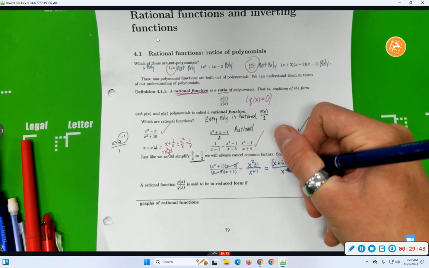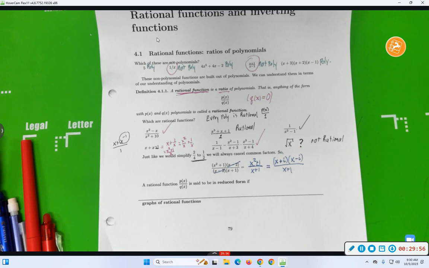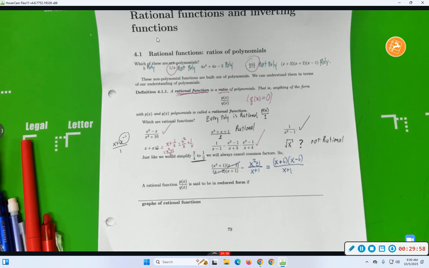over x plus 1. Not that that would be something you would want to do, because that makes it harder to graph, not easier, because there are complexes floating around. Now you don't even know that it's a real function. It could be a complex function. But now you see there are no common factors.